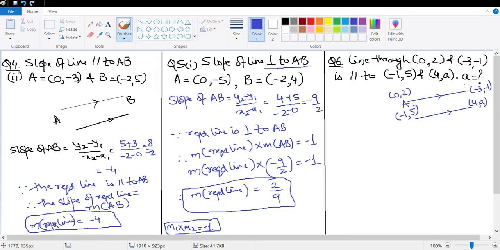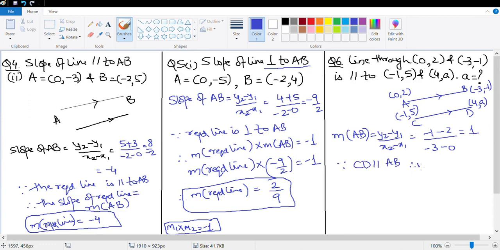Let's call this AB and let's call this CD. If I am giving names which are not listed in the question, then obviously I'll have to draw a diagram. So m of AB will be equal to y2 minus y1 upon x2 minus x1. y2 is -1, y1 is 2, which means -1 minus 2 upon x2, which is -3, minus x1, which is 0, which means -3 upon -3, which means 1. So since CD is parallel to AB, the slope of CD is equal to the slope of AB.